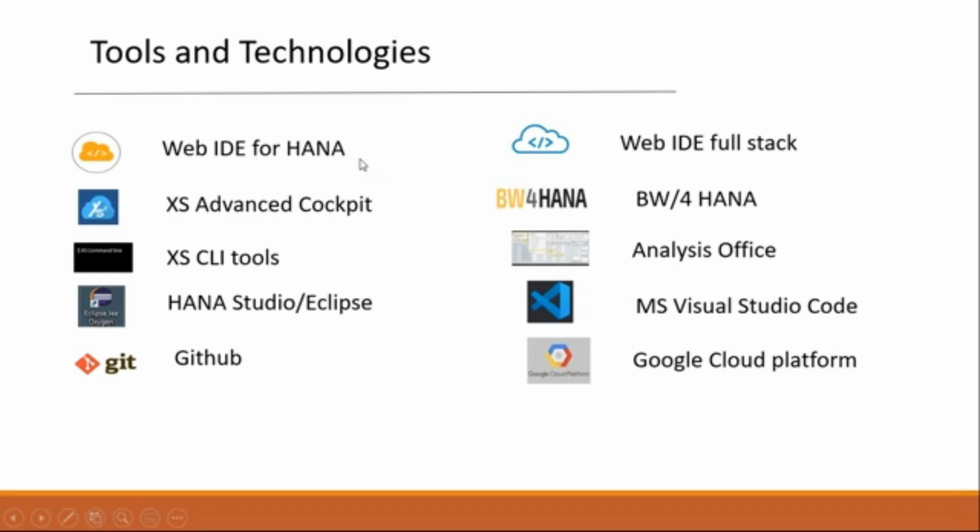The first one is the Web IDE, the number one and most important tool, which you will be spending most of your time on during this course. Web IDE for HANA is a web-based IDE tool developed by SAP. It allows you to create all the development artifacts and build them, and when you deploy, they get created as runtime objects in your database.